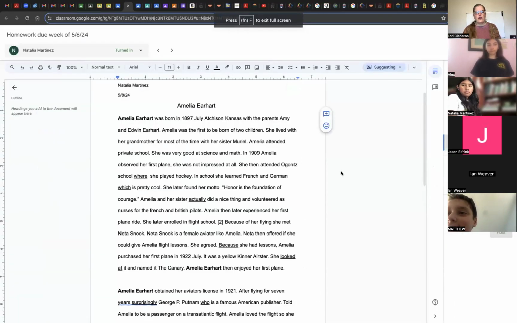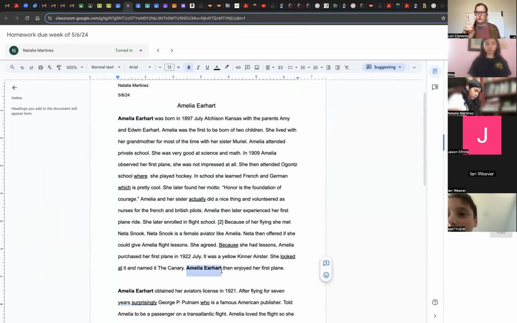Okay. And I haven't graded hers yet, which I will. But here's her first paragraph. Right away, you can see that she has Amelia Earhart in bold. Those are her topic clincher words. She has them here at the end as well, and that's fine. That's 2 words, and they're key words.